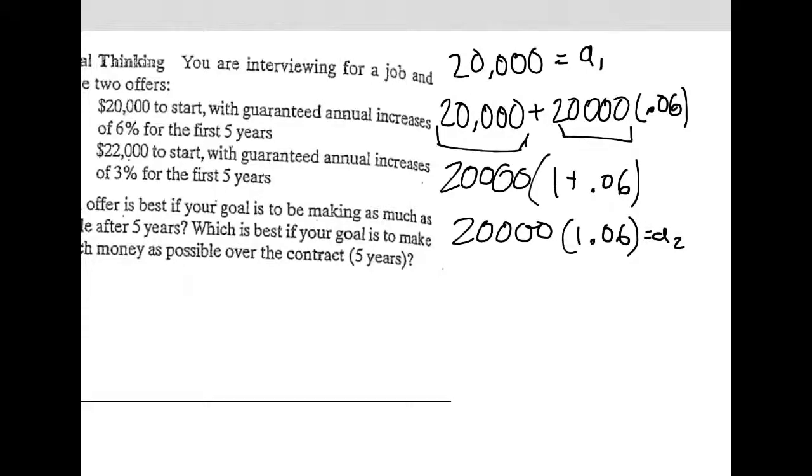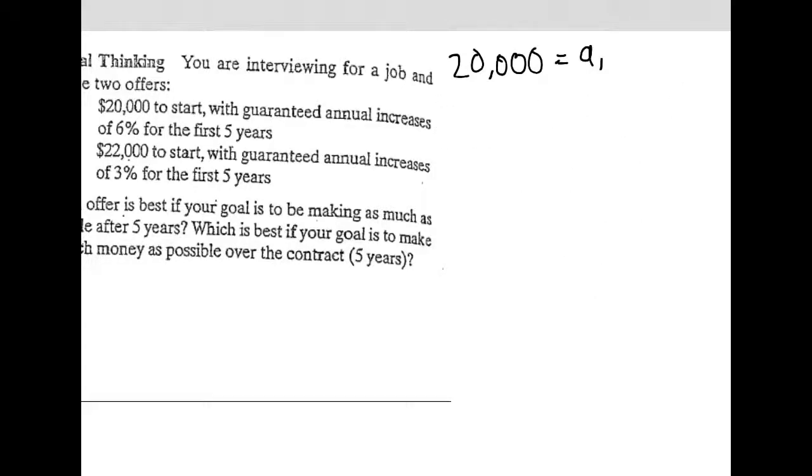That is why our constant ratio R here has to be 1.06. It can't just be 0.06. Because if it was just 0.06, all I would end up with is that bit, 20,000 times 0.06, which would be a much, much smaller number than 20,000. That would only be 6% of 20,000. But we don't want 6% of 20,000. We want 106% of 20,000 because it's a 6% increase on top of the 20,000 we're already getting. So our common ratio R has to be 1.06.